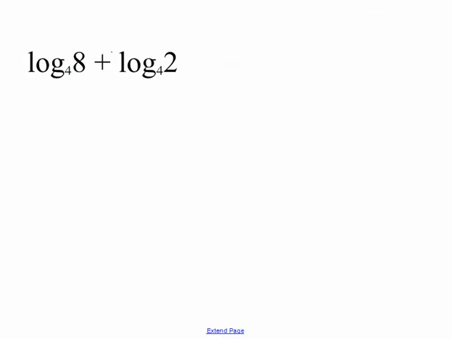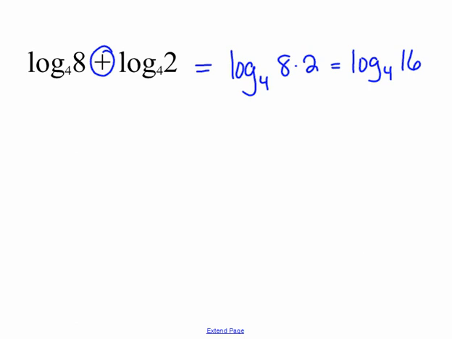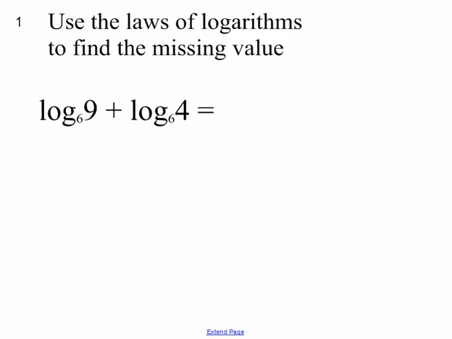And last one, you see plus, that means you are going to multiply your arguments. So you're looking at log base 4 of 8 times 2, which is equal to log base 4 of 16. If I wanted to evaluate, 4 to the x equals 16. This answer is just 2. The direction said just simplify, but if we want to evaluate, we can go one step further.